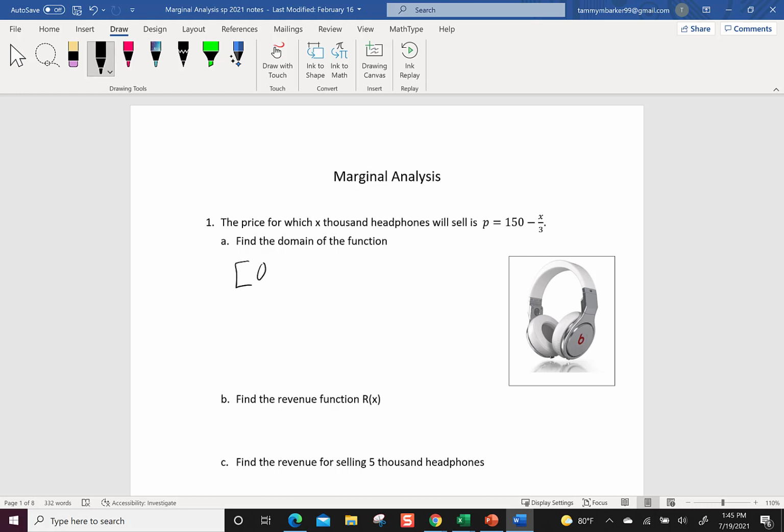We can see the number of headphones we sell will increase as the price decreases. So there is a point where, as the price is decreasing, it's going to intersect the x-axis, and we want to find out when that occurs. That's where the revenue will be 0. We have a couple of ways to do it. One way would be algebraic. We can do 150 minus x over 3 equals 0. That says 150 equals x over 3, or 450 is x.